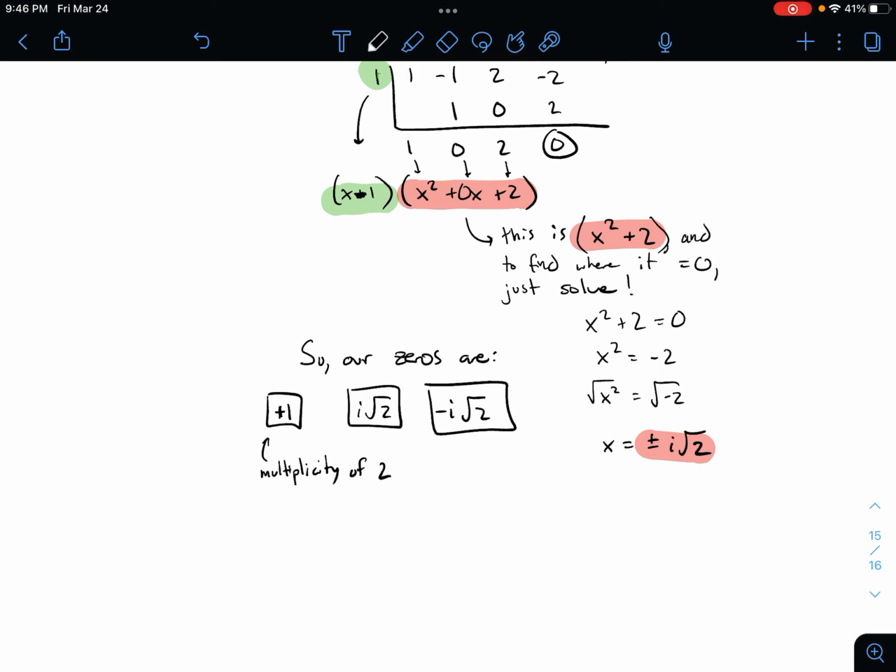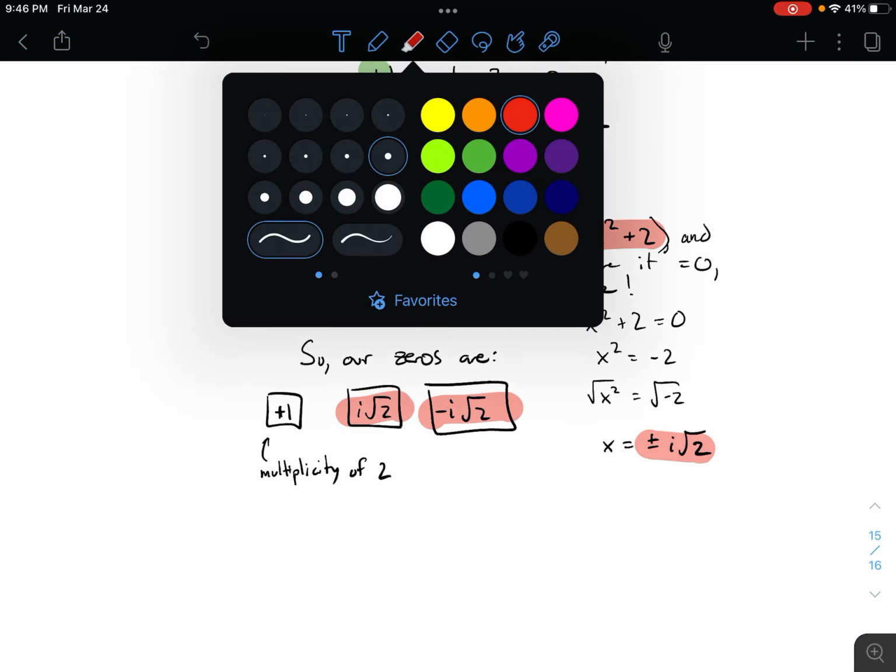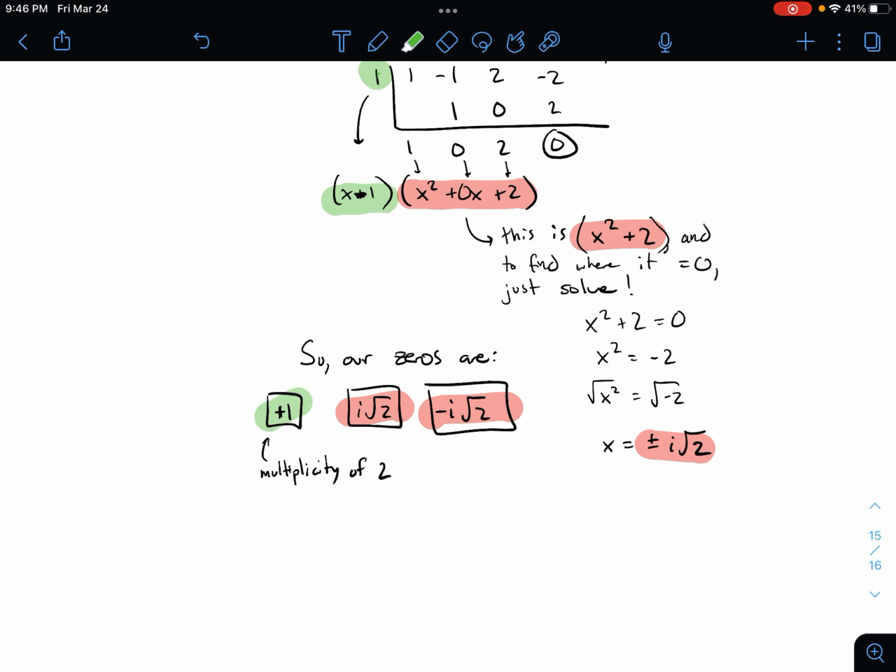And again, you could graph this on Desmos and you could double check your work just to make sure you're understanding all this. But that means because it appears twice, it's going to bounce at that positive 1. All right, so at that 1, it's going to make a bounce. And then we also get these two imaginary zeros, and these imaginary zeros are occurring at i square root 2 and -i square root 2. All right, so that's how this kind of works.